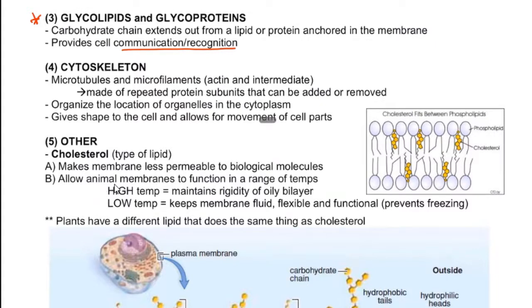And then the other thing that it's going to do is make sure that when it gets really hot, the fats don't turn into an oil and liquefy. And when it gets really cold, that it doesn't freeze. This is a test type of question. Basically you'll be telling me what the function of cholesterol is. I also want you to keep in mind that you make all the cholesterol that you will ever need. So you don't have to get it in your diet.